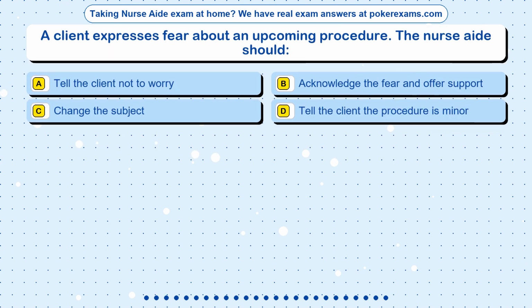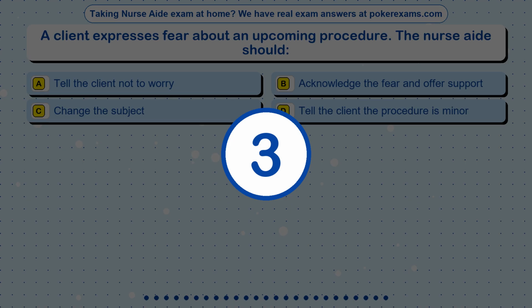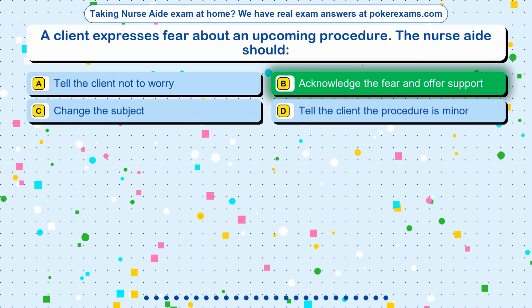Question 8. A client expresses fear about an upcoming procedure. The nurse aide should: Option A, tell the client not to worry. Option B, acknowledge the fear and offer support. Option C, change the subject. Option D, tell the client the procedure is minor. The correct answer is option B, acknowledge the fear and offer support.